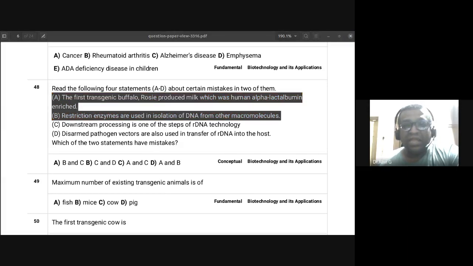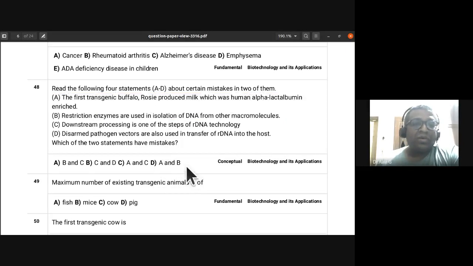So 48, the right answer is D. So A and B statements are wrong. So this is the right answer. A and B statements are wrong.